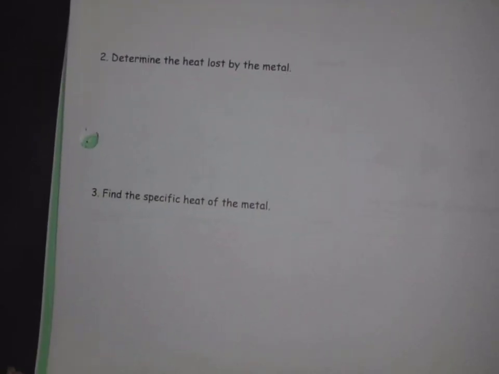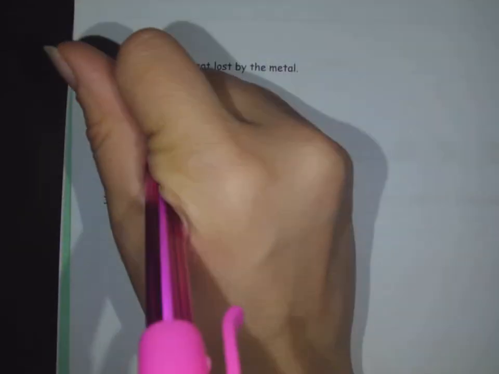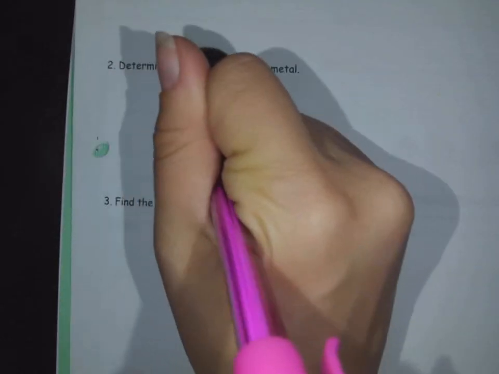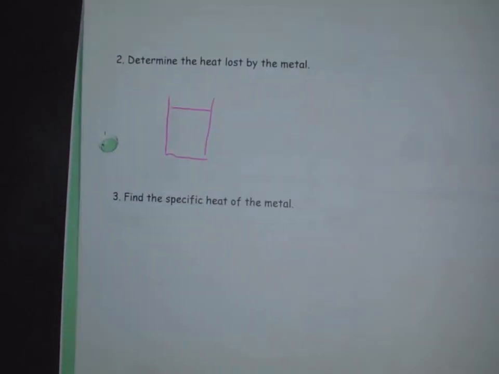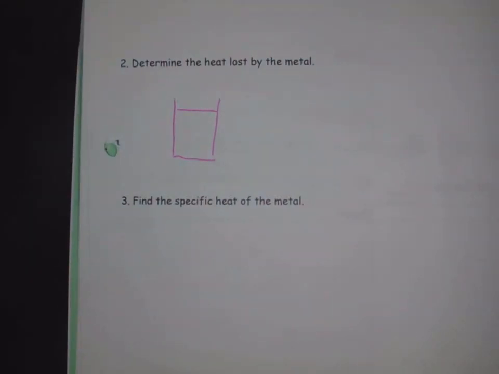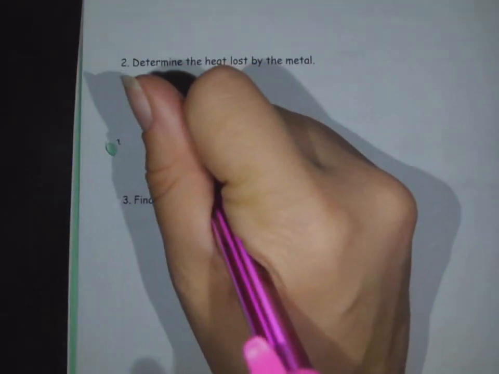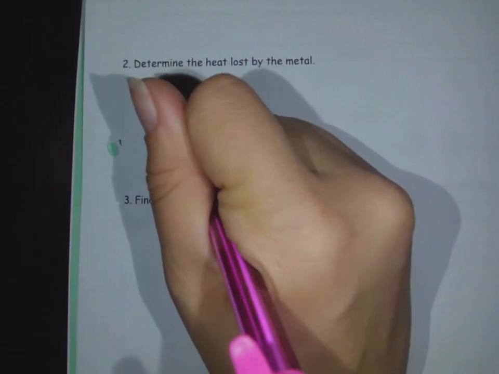Determine the heat lost by the metal. Well, reminder, we had our white styrofoam cup, and there was water inside that cup. That's what we're talking about, that water. And then we put a metal cube inside of that water.